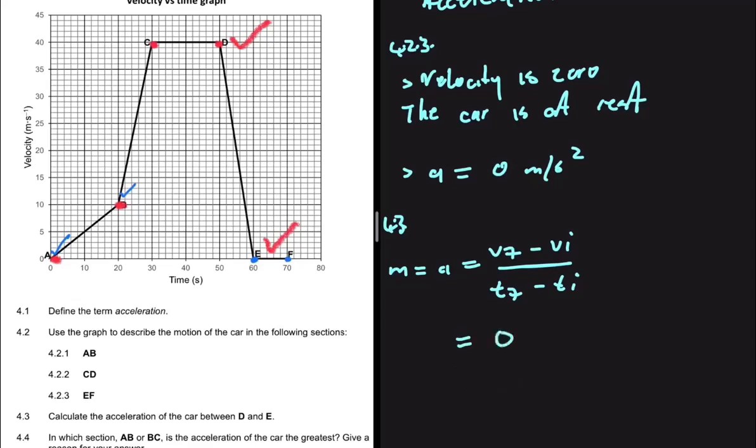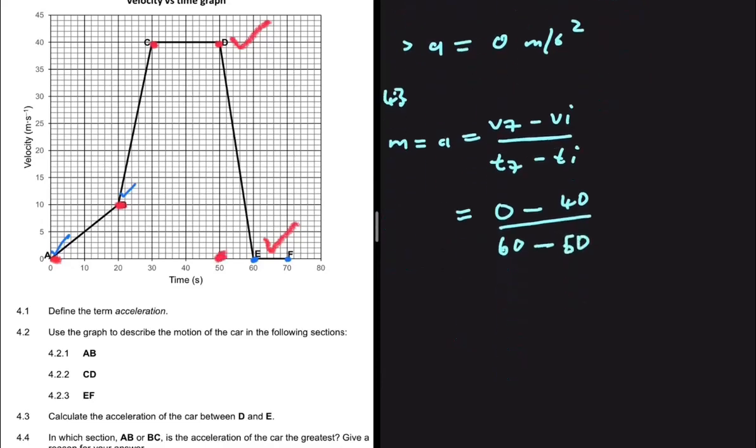So what is the final velocity at E? That is 0 minus the initial velocity at D, that is 40 meters per second. Everything divided by T final, the time at E, that is 60 seconds, minus the time at D, it is 50 seconds. So that will be minus 50. If you put that in your calculator, you should get minus 4. But that minus is just giving us the direction. So we can conclude and say that our acceleration is 4 meters per second squared to the opposite direction.